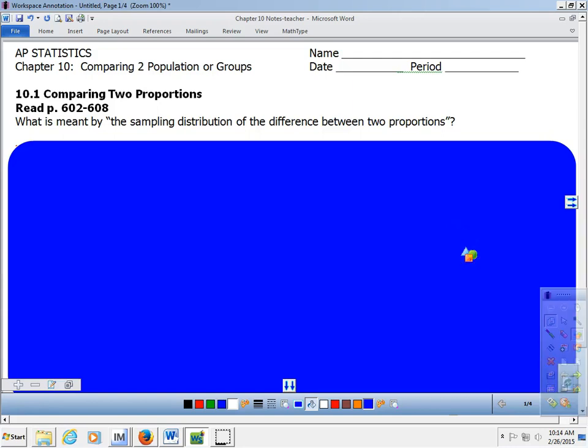I'm going to move into Chapter 10, which is where we start looking at two groups, proportions or means of two groups. And very often that's exactly what we want to take a look at. If we want to compare the effectiveness of two different treatments in an experiment, we might apply those two treatments and look for the difference in their effectiveness.